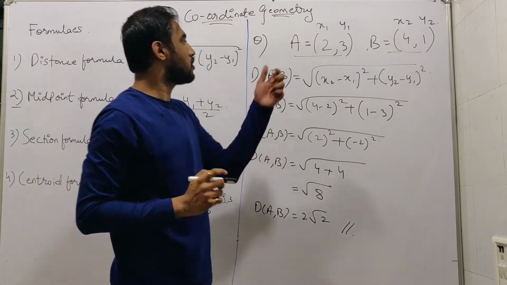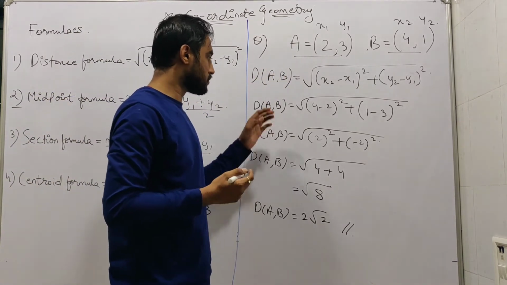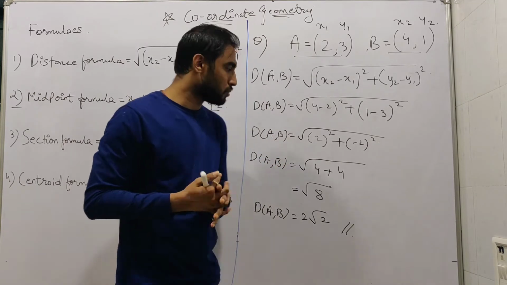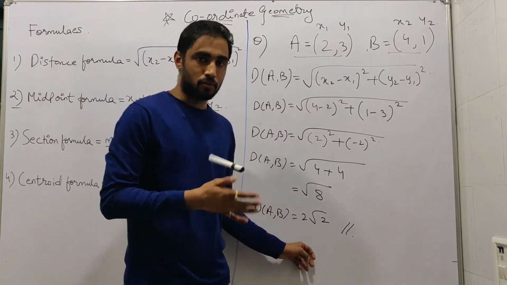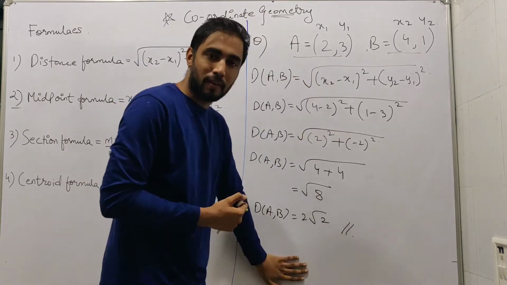The numerical of this type comes for 2 marks for the state board people, or it can again be used as an MCQ. Okay, so that's the distance formula for any 2 points and the numerical here.